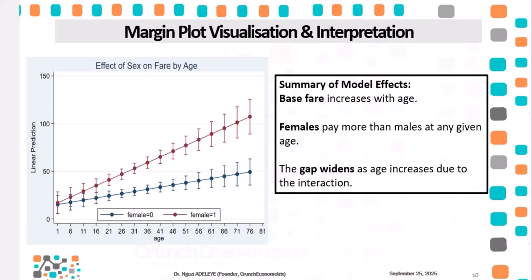In summary, I'm concluding that the base fare increases with age. I'm concluding that females pay more than males at any given age, even when they are of the same age. And I'm also concluding that the gap widens as age increases due to the interaction effect. If you have more conclusions from what you've seen, again, I would love to read your comments.